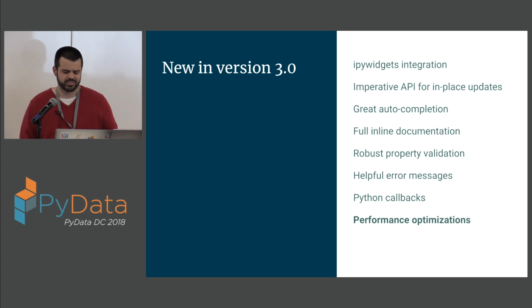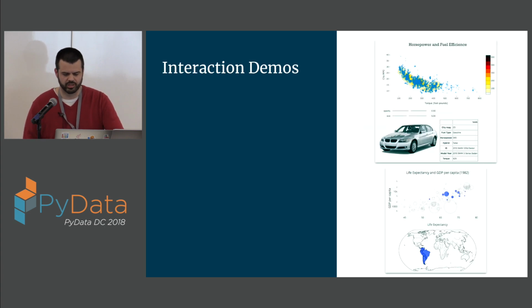Finally, this version takes advantage of some of the nice optimizations in the widgets protocol, so that when you're working with large arrays, they're now transferred in binary format from Python to JavaScript. So you can get much faster interaction when working with arrays, like doing scatter plots with up to 1 million points is tractable now.